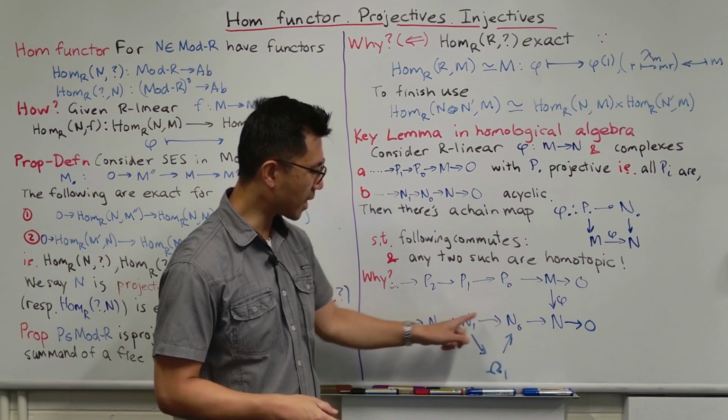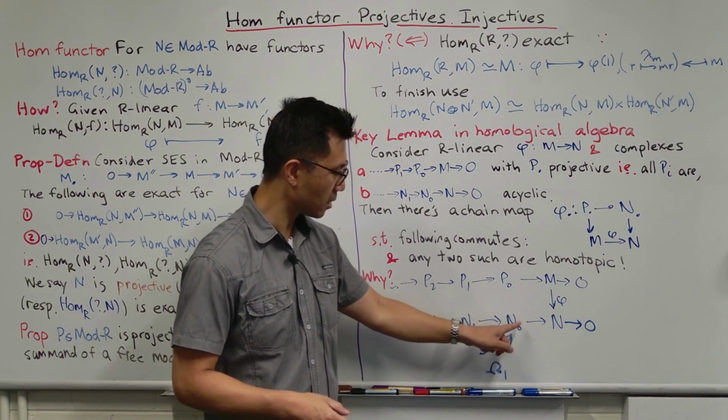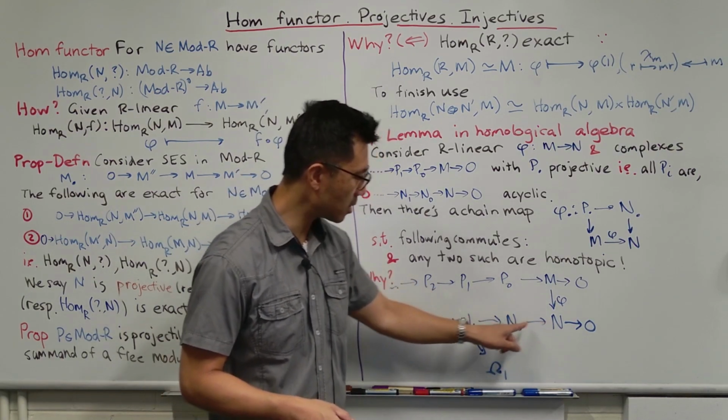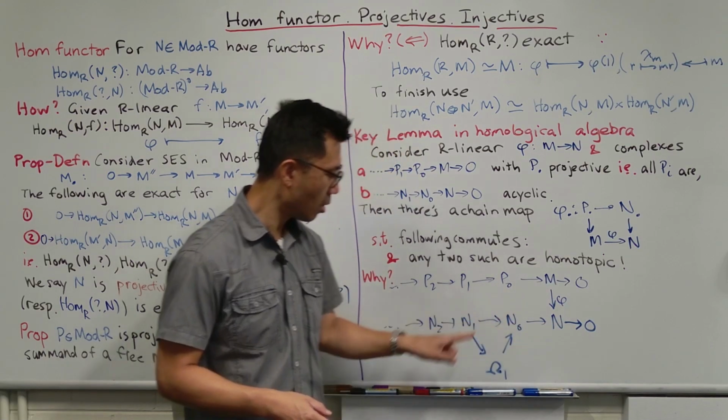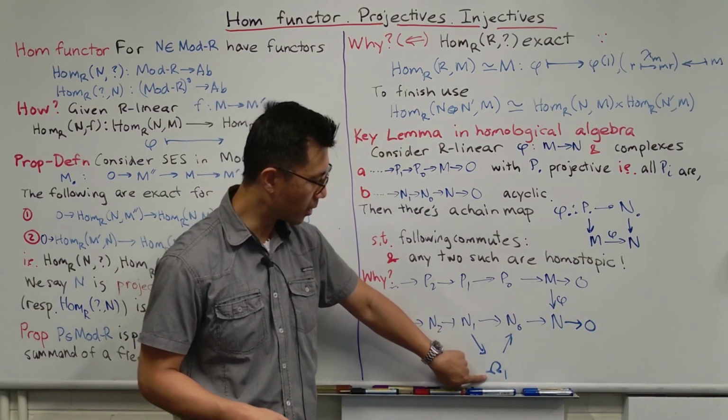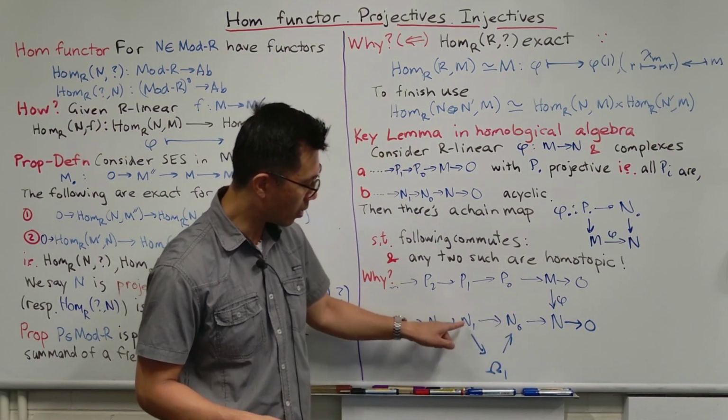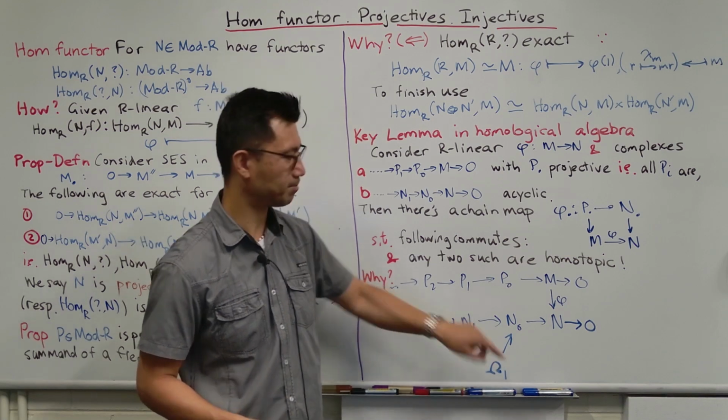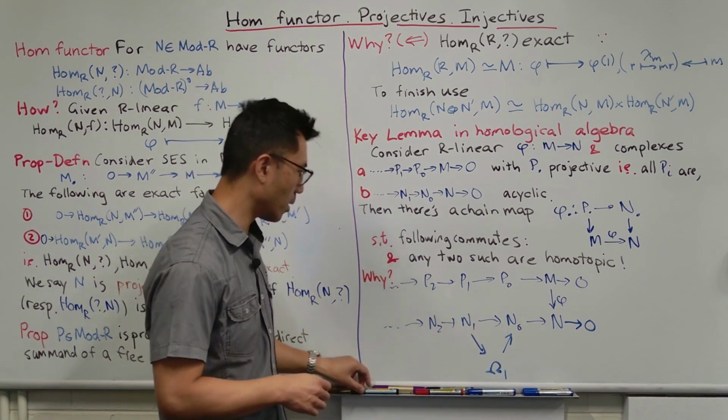So remember, what does exactness mean? Okay, exactness means that the kernel of this map here, so this is surjective, the kernel of this map, which I'll call this first syzygy omega 1, is also the image of this one. So the N1 surjects onto this omega 1. Okay, so we're going to use that in a little while.